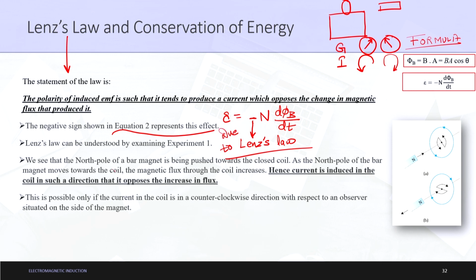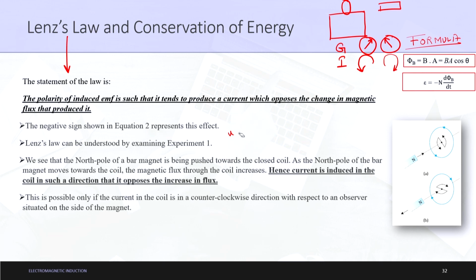To understand Lenz law more, it can be understood by examining experiment number 1. We see that the north pole of a bar magnet is pushed towards the closed coil C1; let me denote the bar magnet by M. As the north pole of the bar magnet moves towards the coil, the magnetic flux through the coil increases.